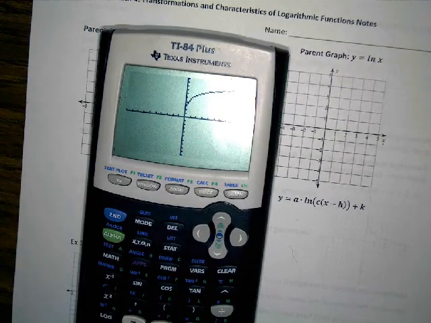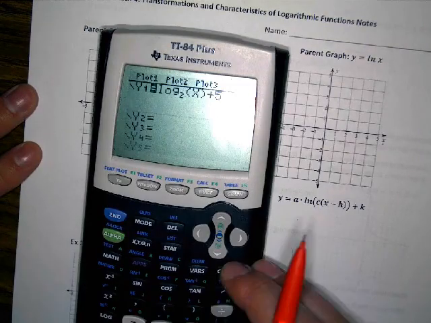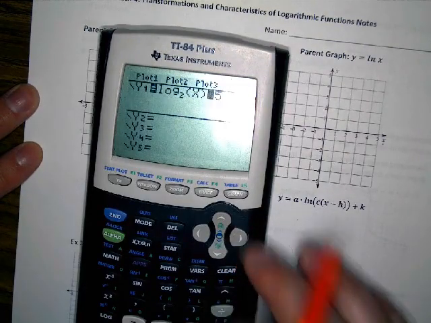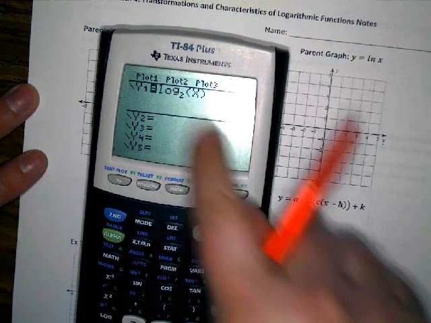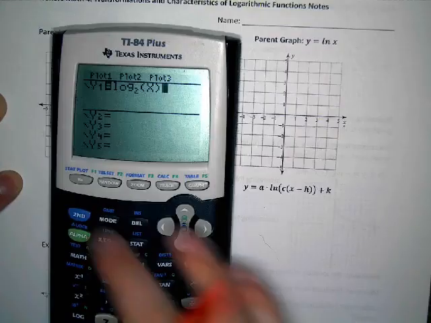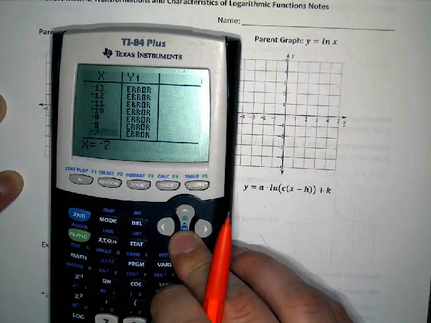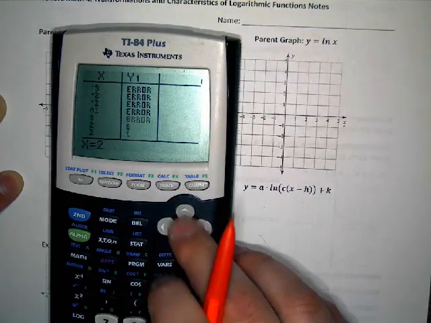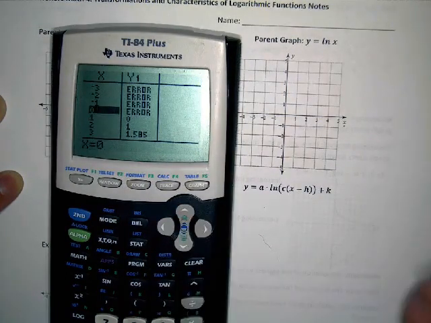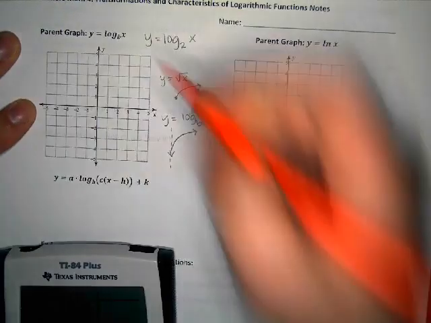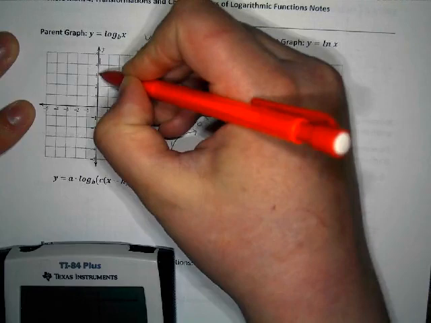All right, so what we're going to do is we're going to go into the table. We're going to get some points from this. So y equals log base 2 of x. I'm going to hit second graph. I'm going to look here and get some points. So if you were to plug in 0, you get an error message. That is your vertical asymptote. So we're going to draw that in as a dotted line.